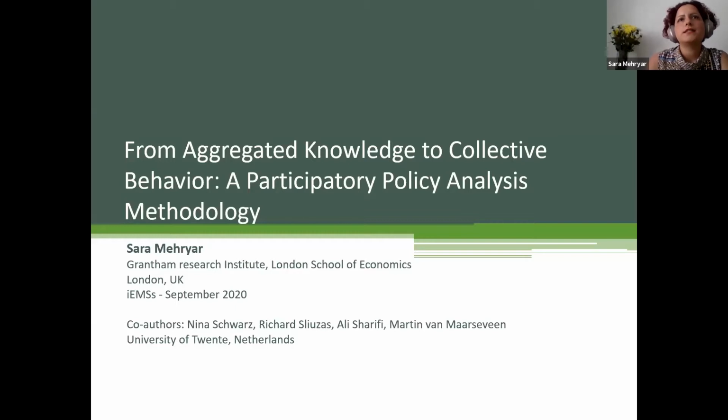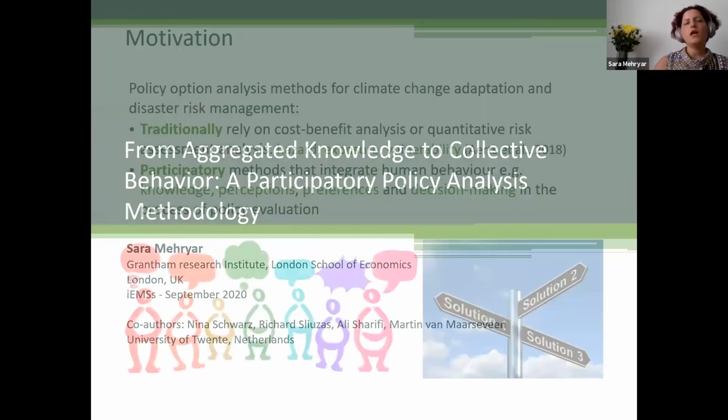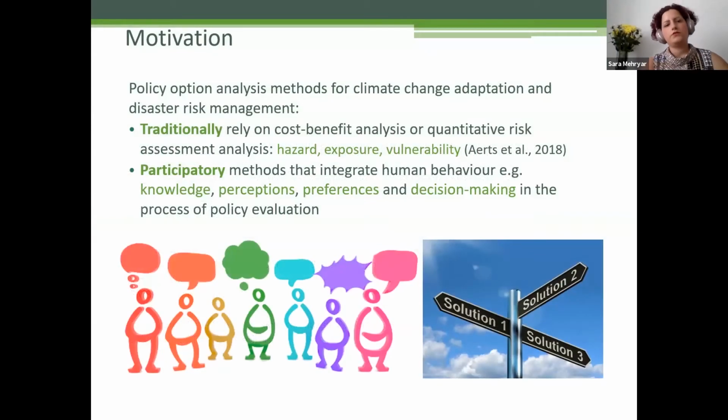As the title says, in this study, we introduced a participatory methodology for analyzing different policy options. So we know that policymaking for socio-ecological systems in general that are facing environmental changes like climate change, natural disasters is a complex task. Usually there are very different natural and social factors involved. They interact with each other. They are constantly changing over time.